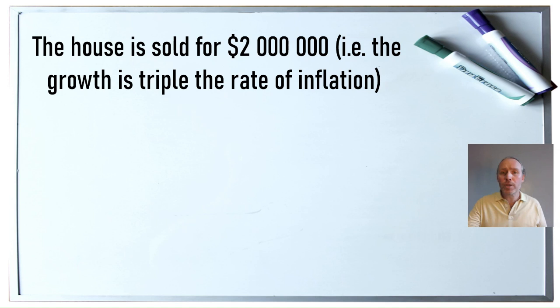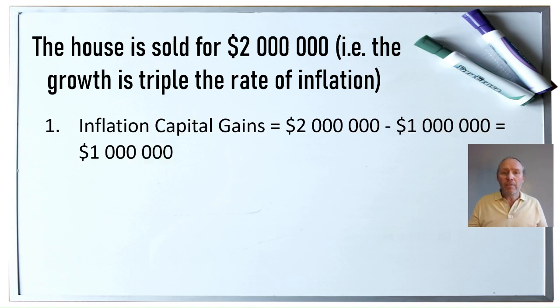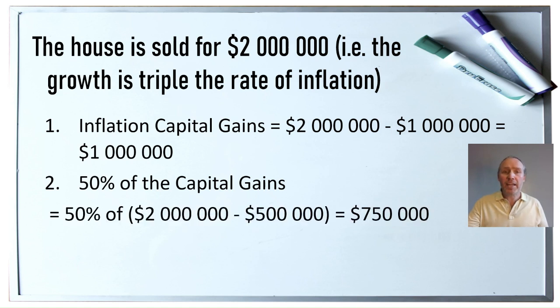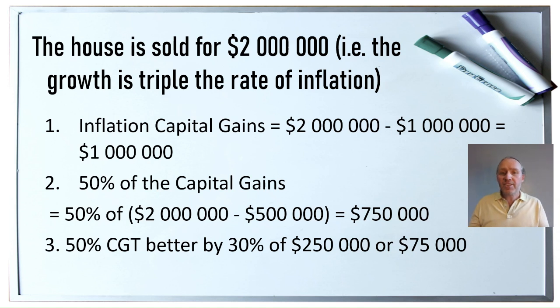Let's change it to triple the rate of inflation. So inflation capital gains here is going to be $1 million. Now the 50% capital gains works out to be $750,000. So in this case, the 50% discount is going to be better by about $75,000.